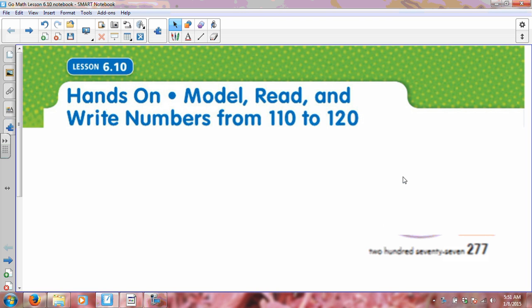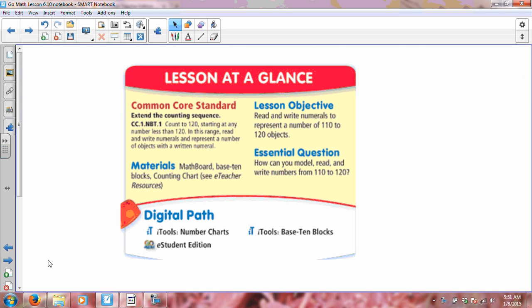In order to do this lesson, you will need your big green math book. Open up to page 277. And you will also need your 3-ring binder that will have your journal page in it.